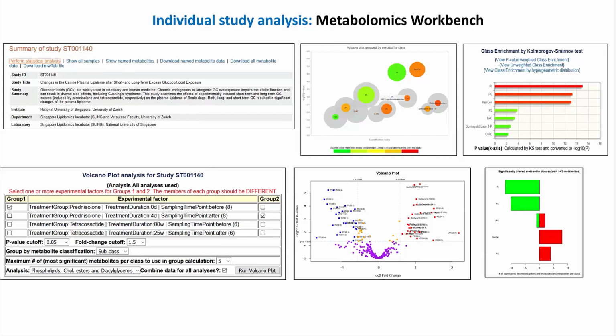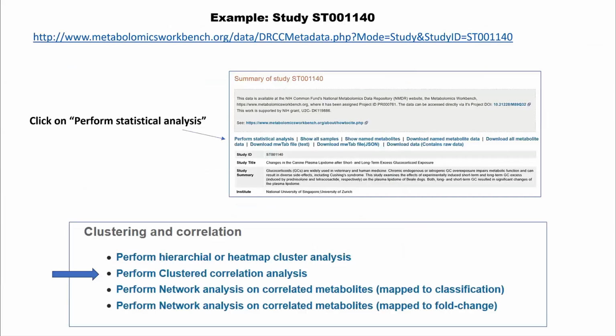For example, looking at study number ST001140, which is related to changes in the canine plasma lipidome after short and long-term excess glucocorticoid exposure. Okay. So what is shown here as a summary view is different types of analysis. For example, the volcano plot analysis that we see on the right-hand side, the left bottom panel. And then we can also do class enrichment analysis as shown on the right-hand side. Next slide. Maybe I can pause while we address the questions.